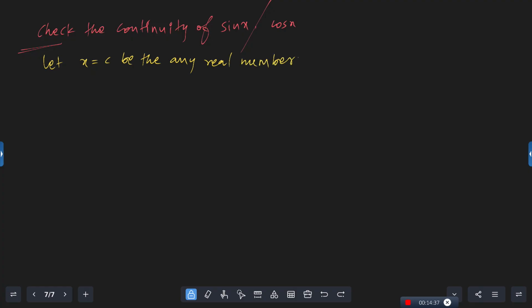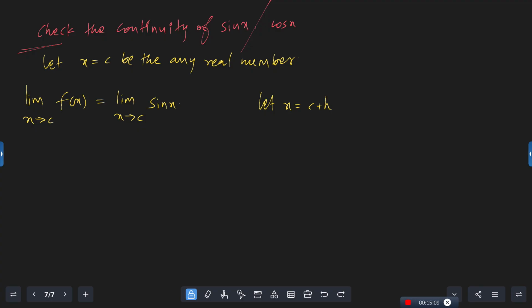If I'm taking now, limit x tends to c of f of x, which is limit x tends to c of sin x. Here you cannot just replace x as c like that for a trigonometric function. You have to assume something: let x is equal to c plus h. H means some small change, which we have done in the example sum. I hope you remember that.